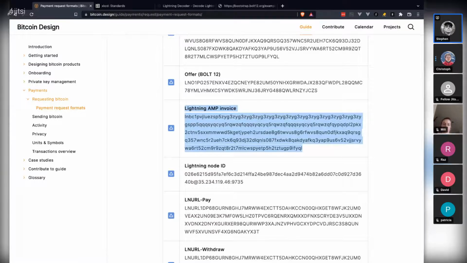The Lightning node ID, that's directly the address of your node, right? So like Steven said, if you have Keysend, you just need the Lightning node ID and say, okay, I'm going to send you something.